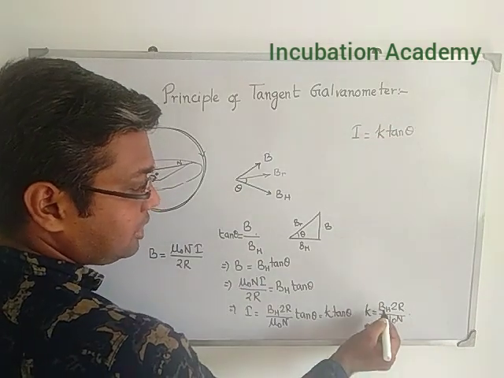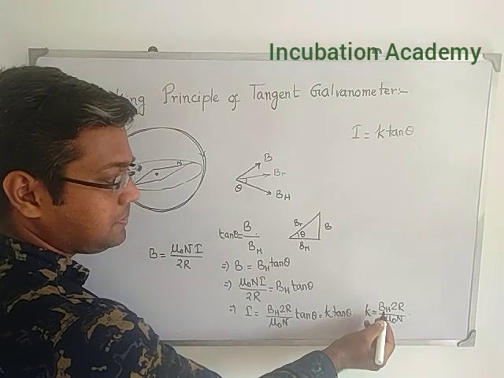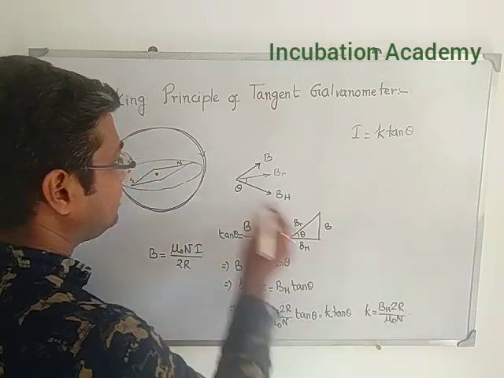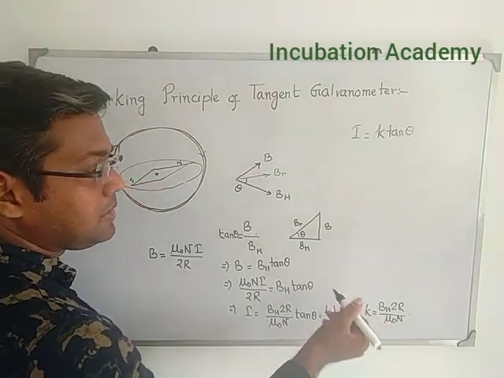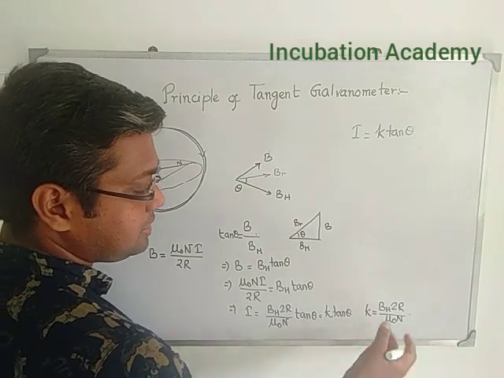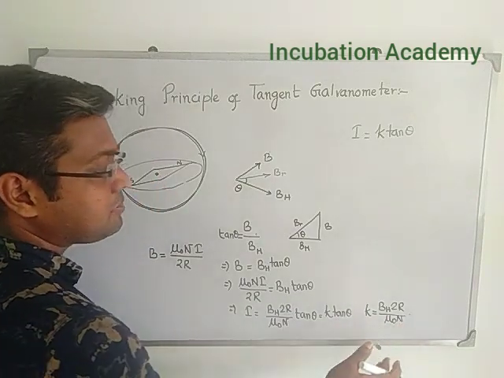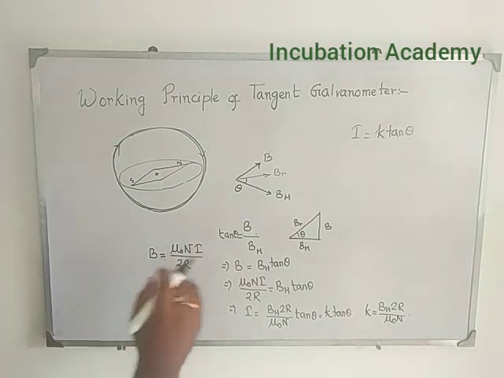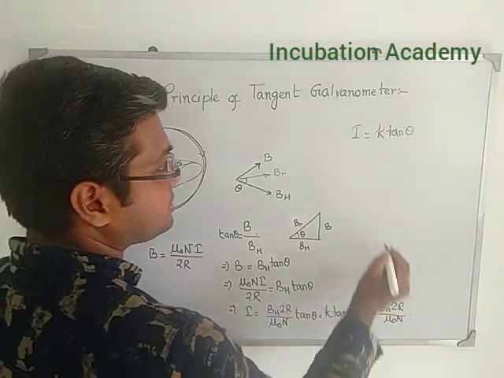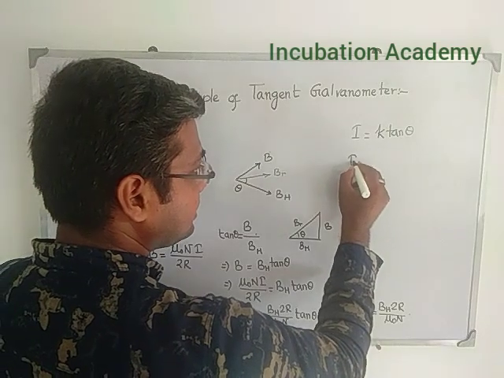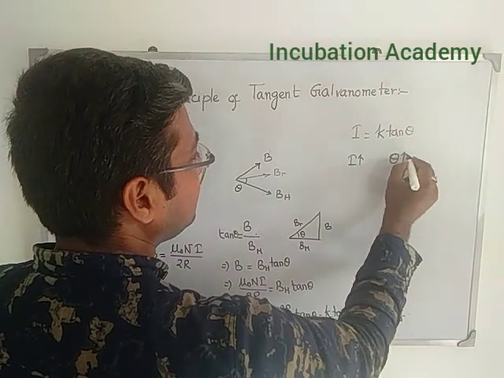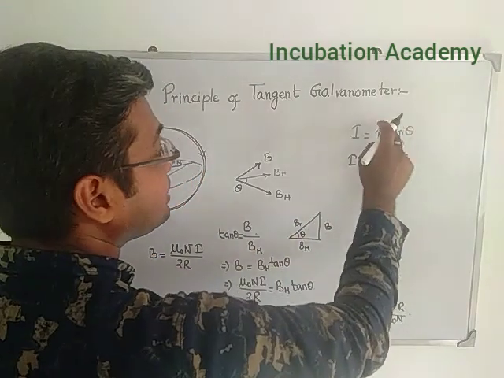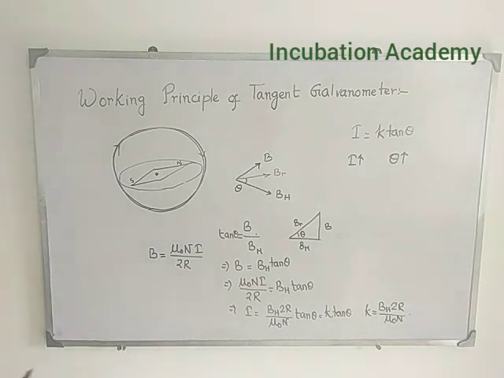Here the horizontal component of the magnetic field you cannot change, throughout the experiment the radius of this coil cannot be changed. Mu naught, the free space magnetic permeability, also cannot be changed. The number of turns of this coil I cannot change throughout the experiment. So K is a constant. If the current through this coil increases, then the value of theta increases, or tan theta increases.